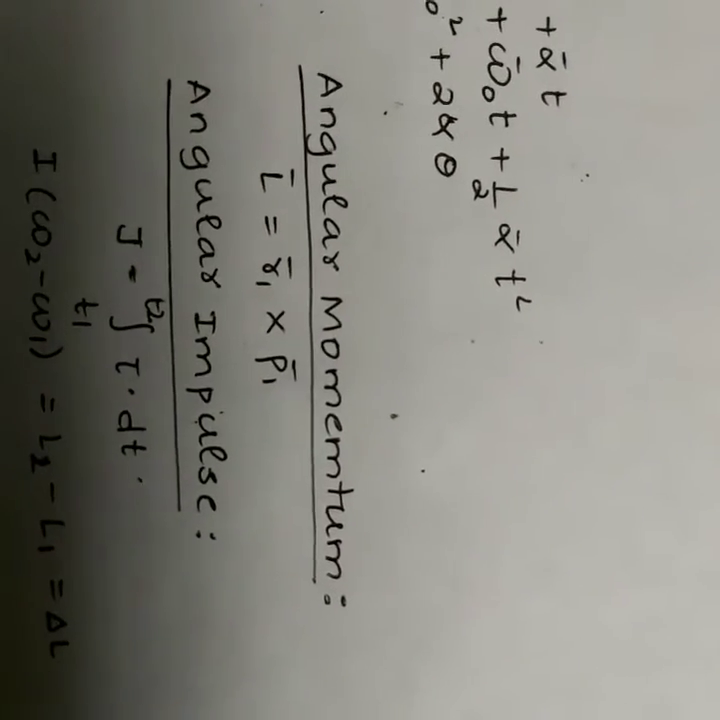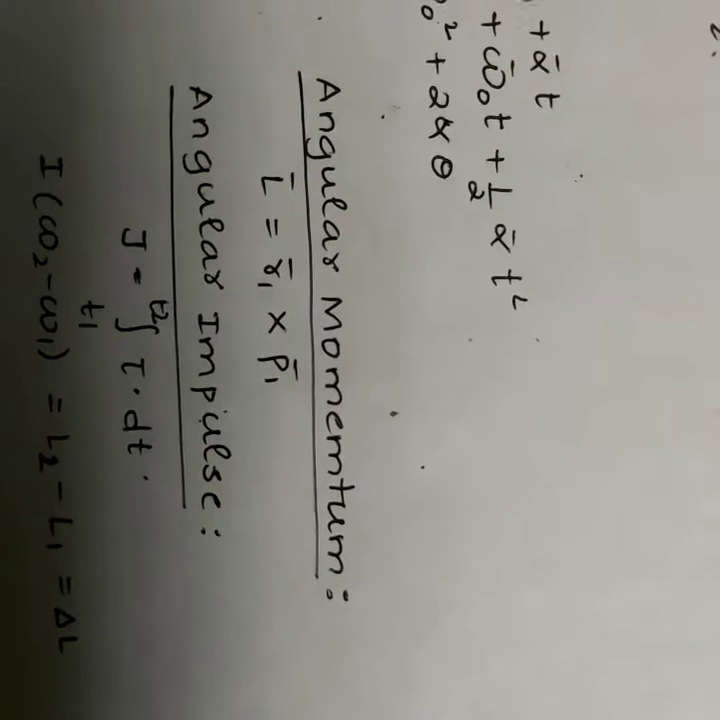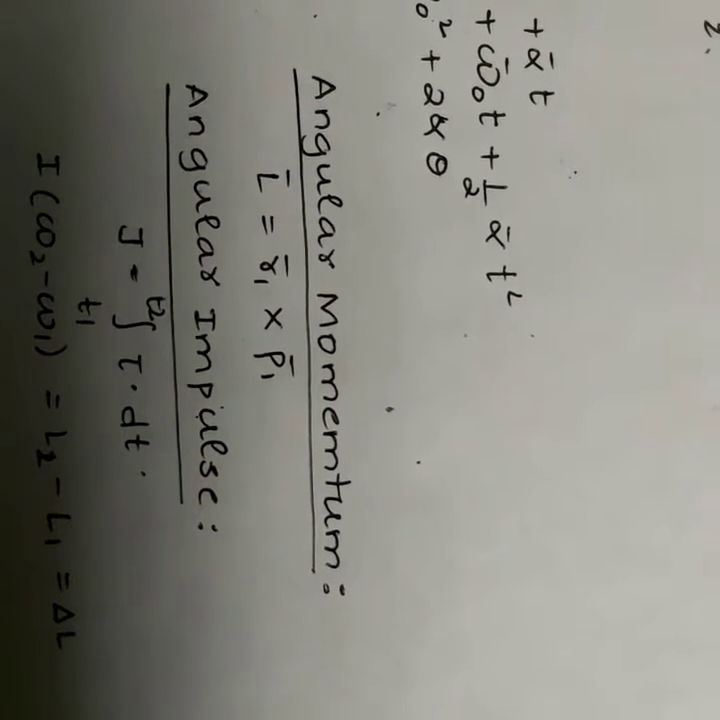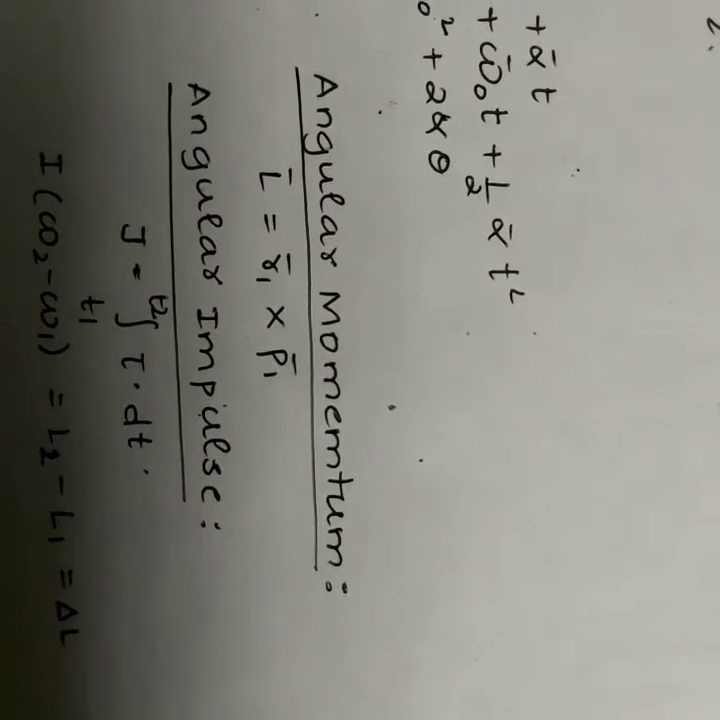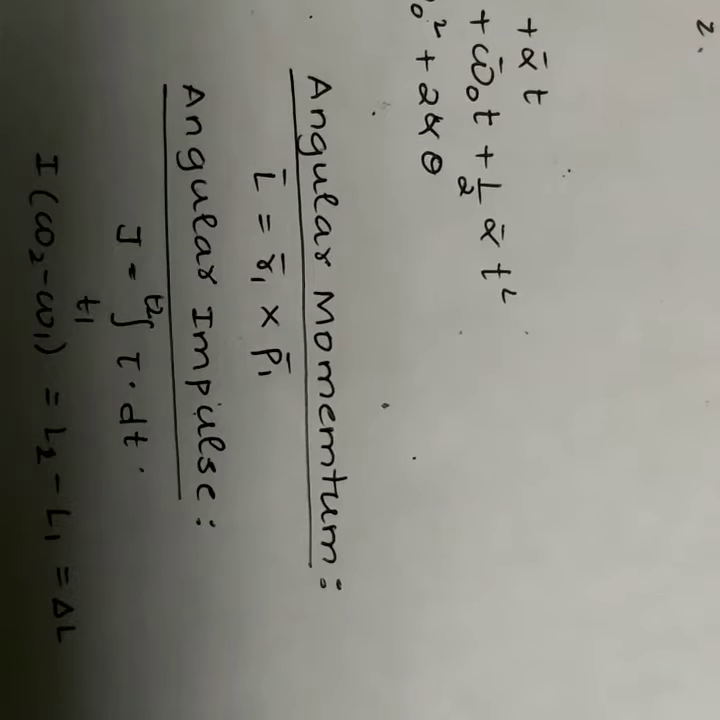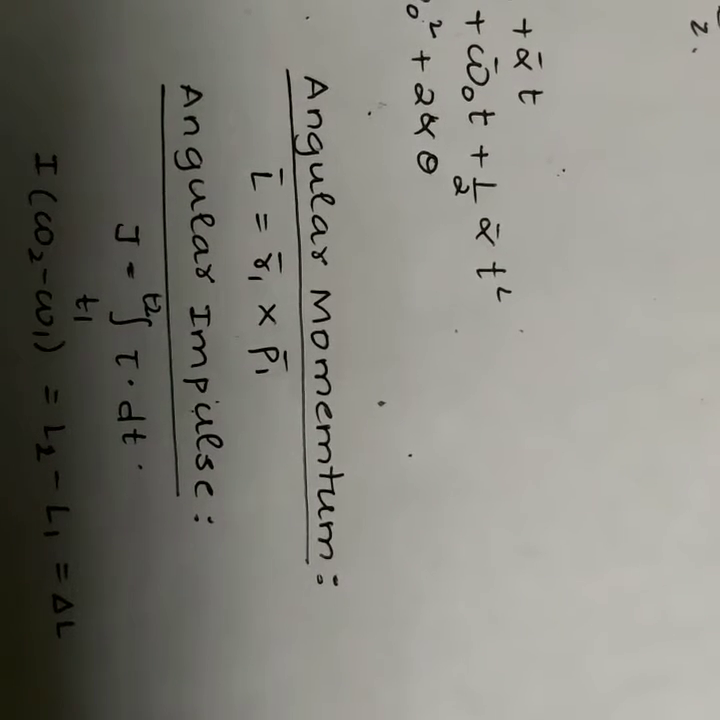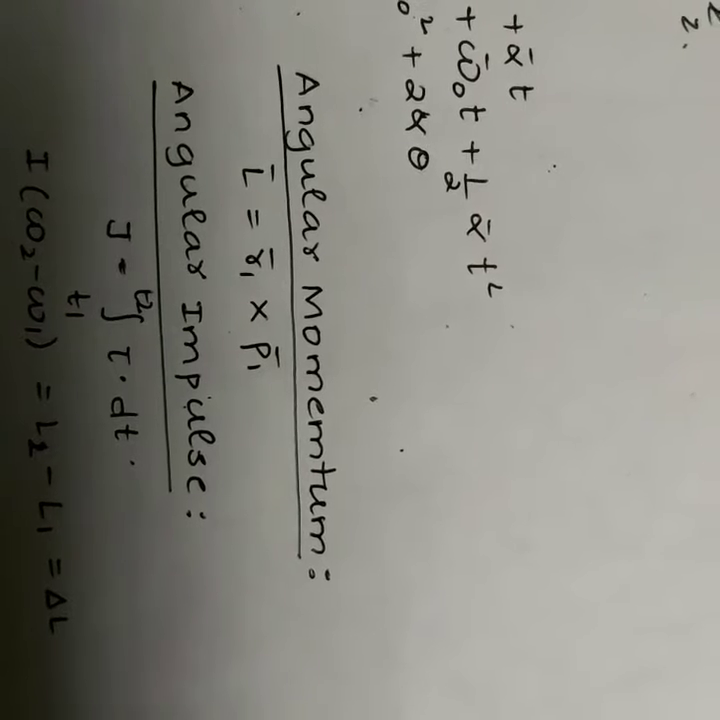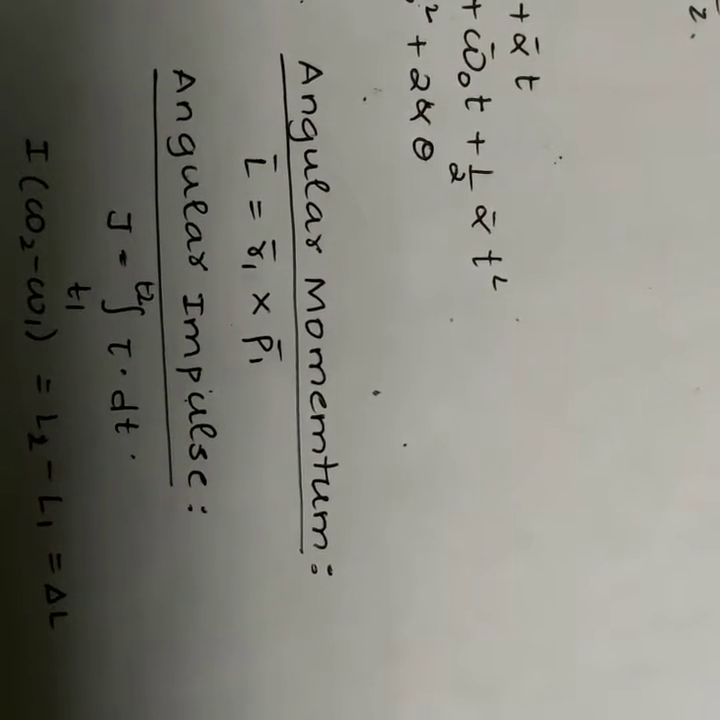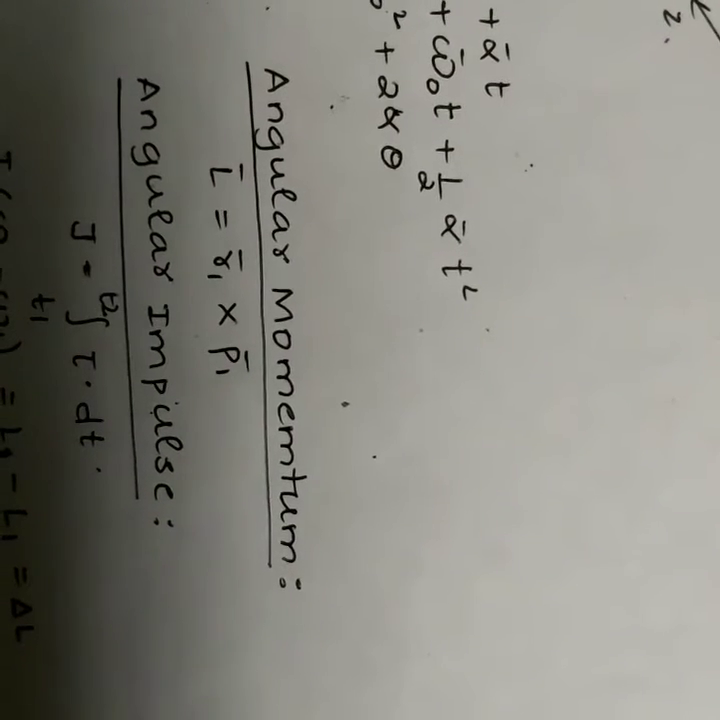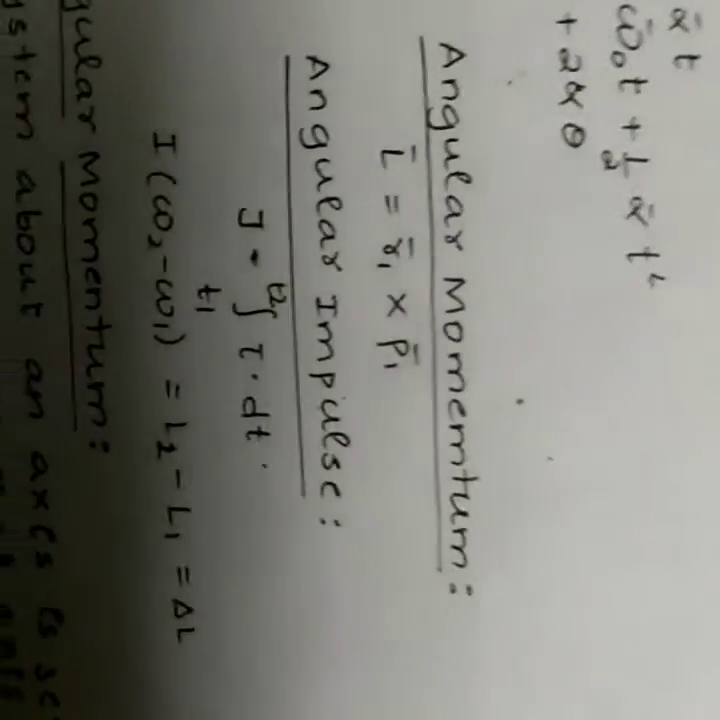Angular momentum. Angular momentum of a particle about any point is defined as L is equal to R cross P, where P is m into V. If a body is moving in pure rotation about an axis with angular velocity omega, and the moment of inertia of the body about that axis is I, the rotational kinetic energy of the body is half I omega squared, and the angular momentum of the body about that axis is I omega.